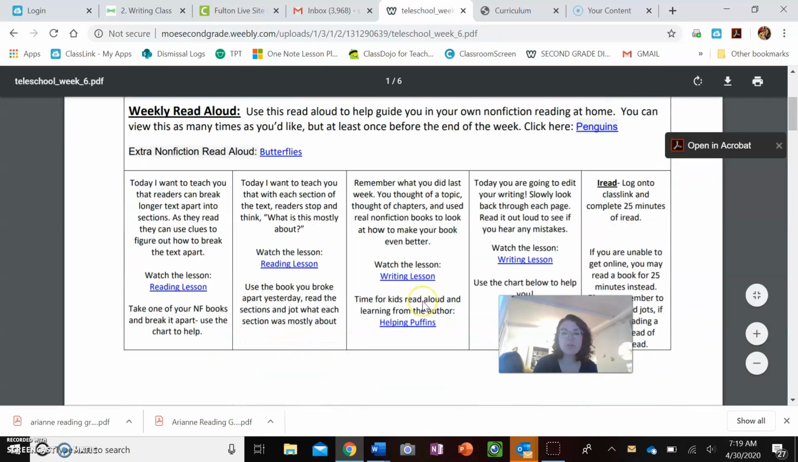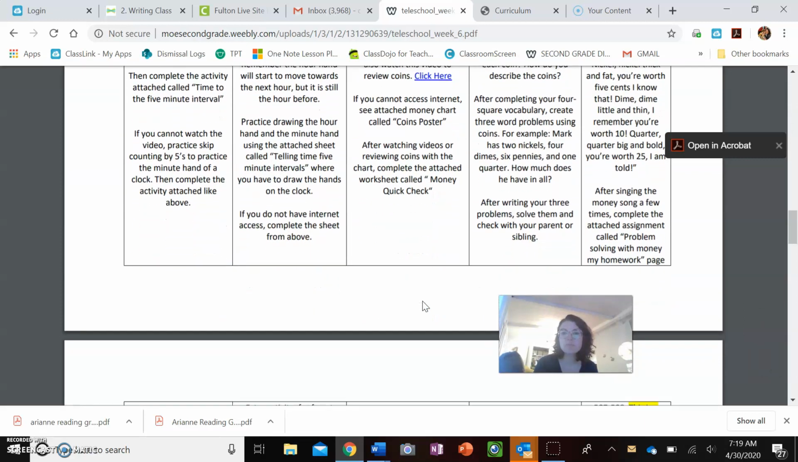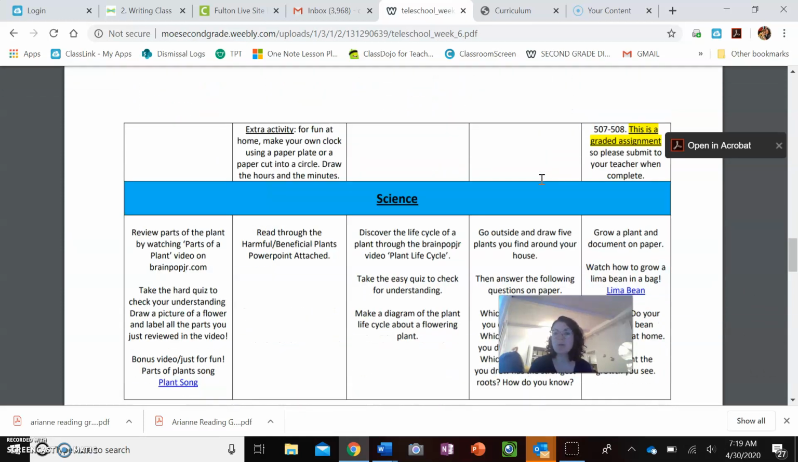Then in math, you have one more thing to do in math. After completing the Foursquare vocabulary, create 3 word problems using coins. For example, Mark has 2 nickels, 4 dimes, 6 pennies, and 1 quarter. How much does he have in all? And then make sure you answer your word problems.